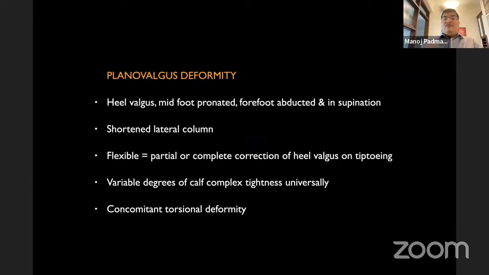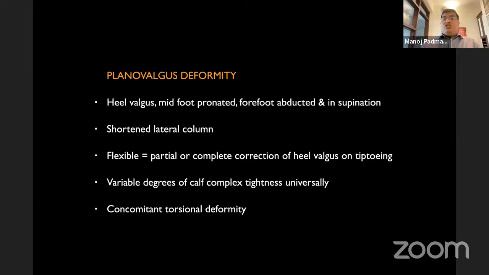So what you see in that foot is a heel valgus or a hind foot valgus. Midfoot is pronated, forefoot abducted and in supination. So there is a supination deformity of the foot, and that is a consequence of the body trying to get the foot plantigrade. Because whatever the foot deformity happening in the hind foot, at the end of the day, the body compensates to try and get the foot plantigrade. For an equinovarus deformity, it's the opposite, where the hind foot is in varus, so your pronation deformity happens in the forefoot so that the foot remains plantigrade.